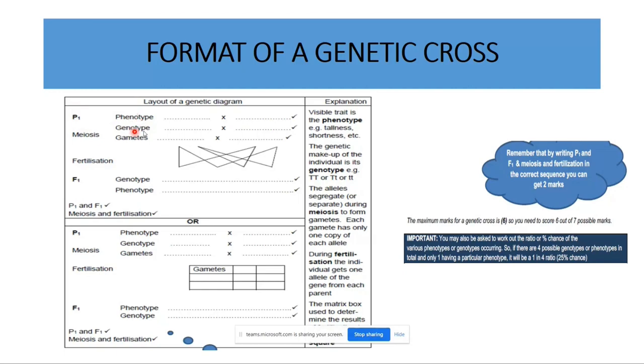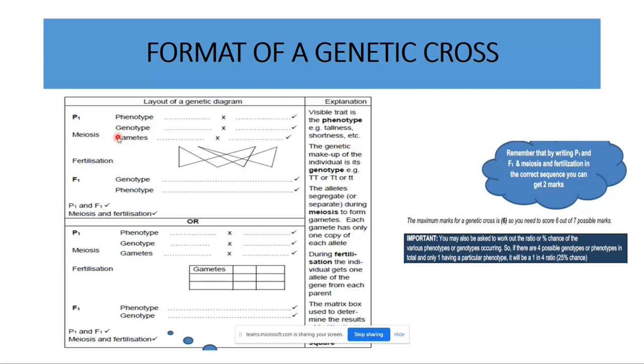You identify the phenotype. So you'll have the phenotype of the one organism, crosses, we indicate it with an X, and you'll have the phenotype of the second organism. And for that phenotype, indicated correctly, you will get one mark. And there I tell you the phenotype is what you can see. So if I tell you a tall plant is crossed with a short plant, your phenotype will be tall crosses with short. I hope it makes sense.